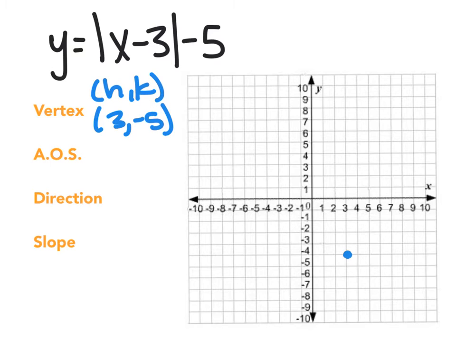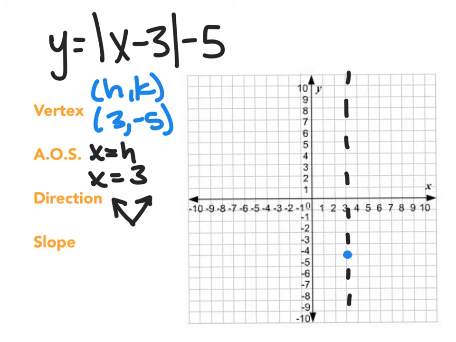The axis of symmetry is just x equals h, so my axis of symmetry will be x equals 3. So you draw a dashed line through x equals 3. The direction, because this is a positive graph, it's going to face up. Figuring out the slope of this graph, we can see a is just 1. So it'll behave to the right as if it just has a slope of 1, and to the left as negative 1. So to the right, I'm just going up 1 over 1, up 1 over 1. And then to make my V shape, I'll just mirror that over the axis of symmetry and connect my dots.